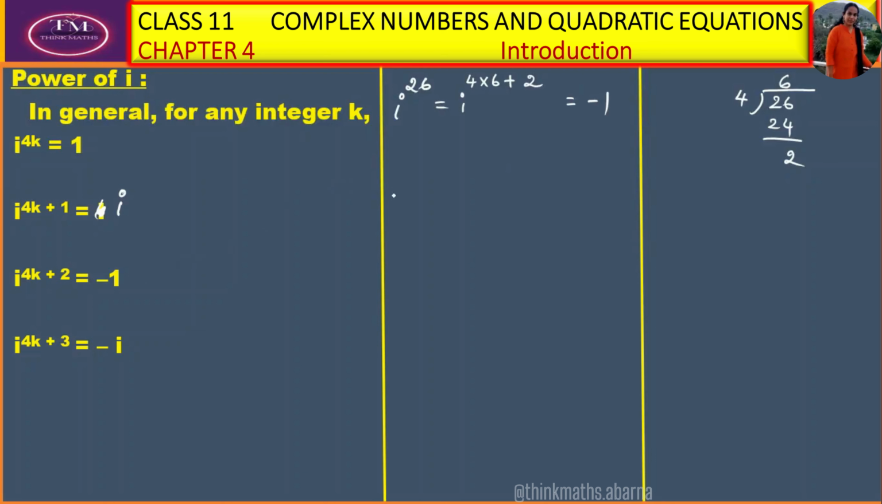Another example, i power 33. So let us divide 33 by 4. 8 4s are 32.